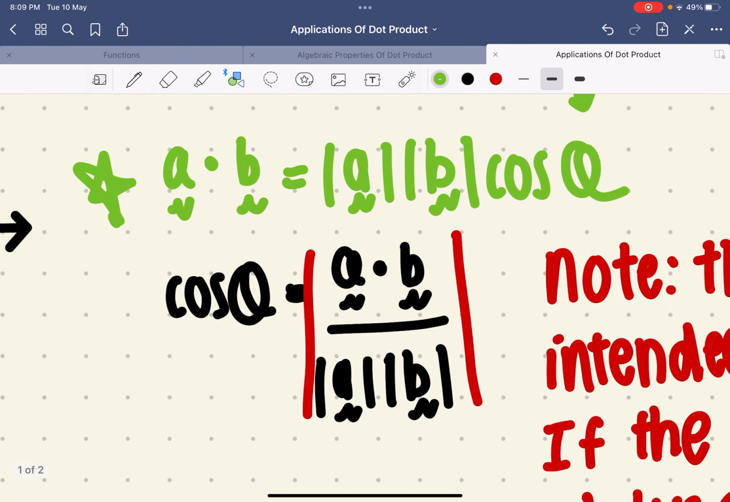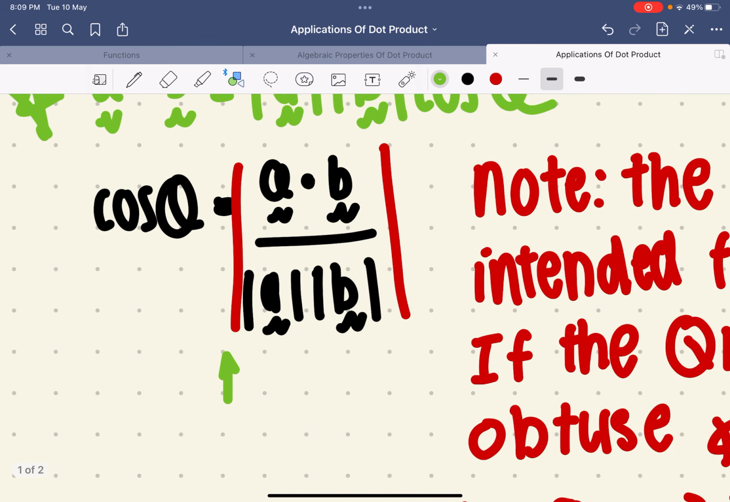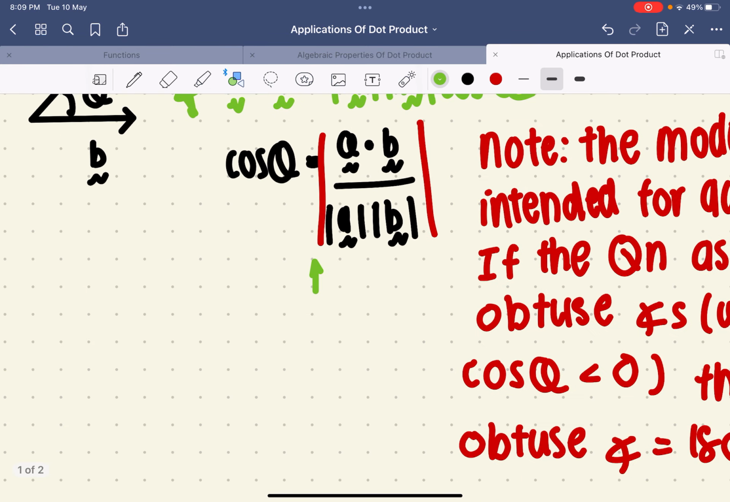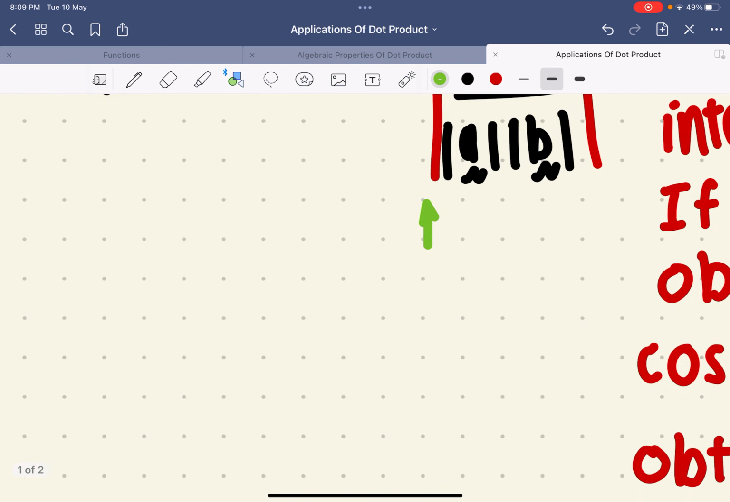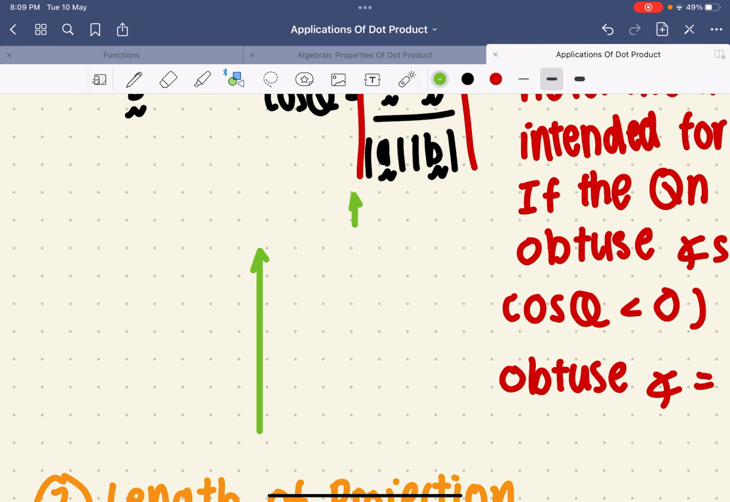Okay. Then why do I put a modulus sign on this? The modulus sign allows us to find the acute angle of it. So if the question asks for the acute angle, by putting the mod sign, you're guaranteeing yourself an acute angle. Why is this the case?